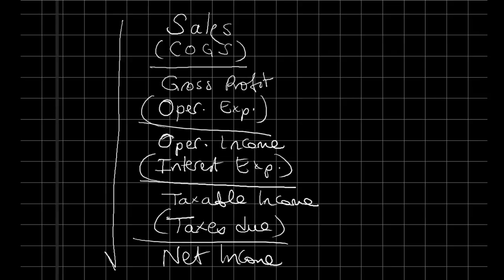So for a typical firm, we start from sales and we find our way all the way to the bottom, which is net income. That also explains why we call it an income statement, because the whole purpose is to come up with the net income. That's the figure that we are seeking.